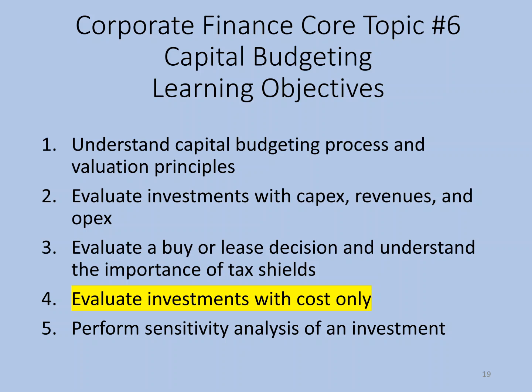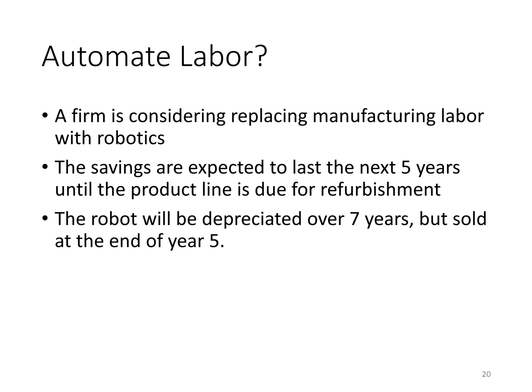Corporate Finance, Core Topic 6, Capital Budgeting, Learning Objective number 4. We're going to evaluate investments with cost only or cost savings only. So here's a first little investment we're looking at. We're deciding whether we're going to automate labor.